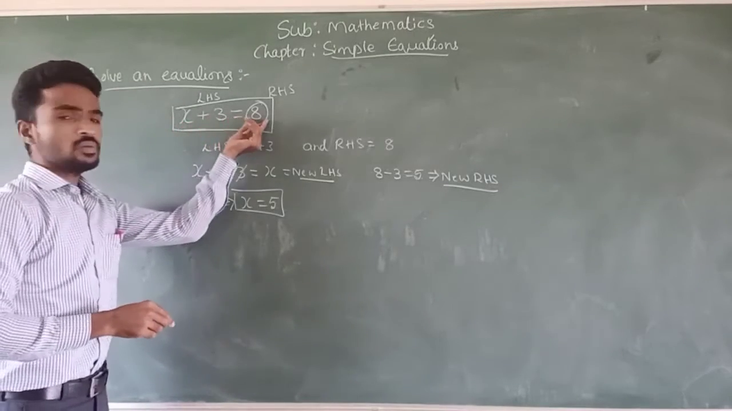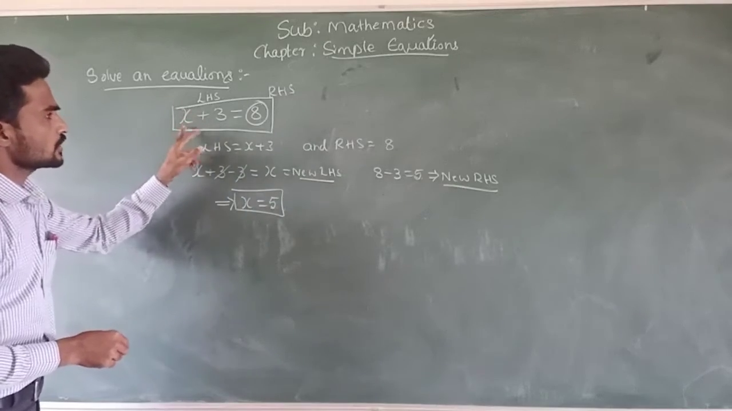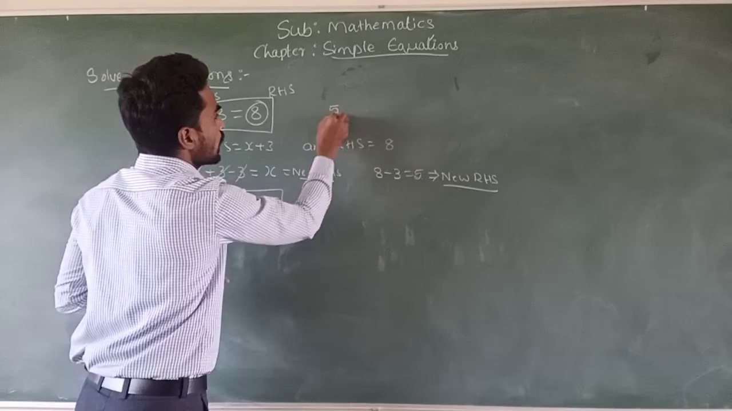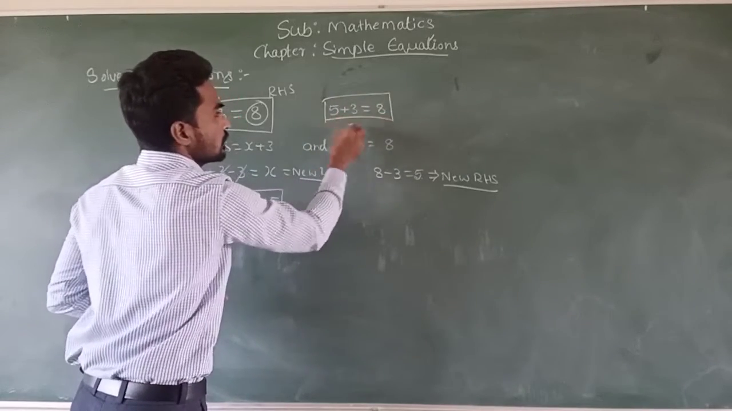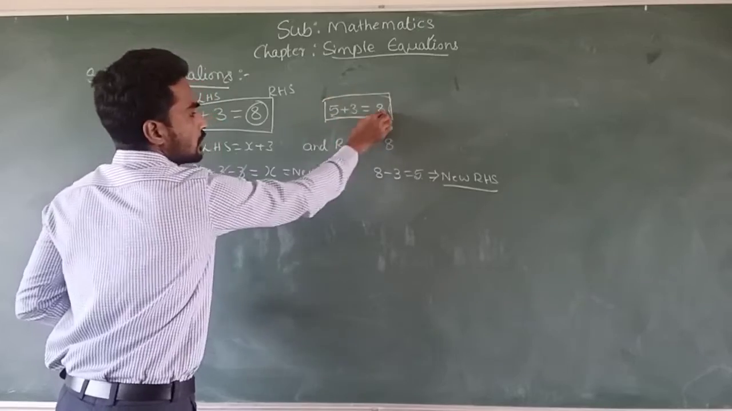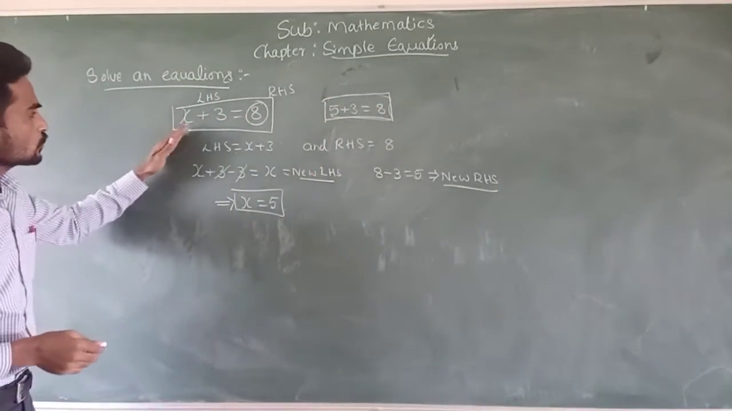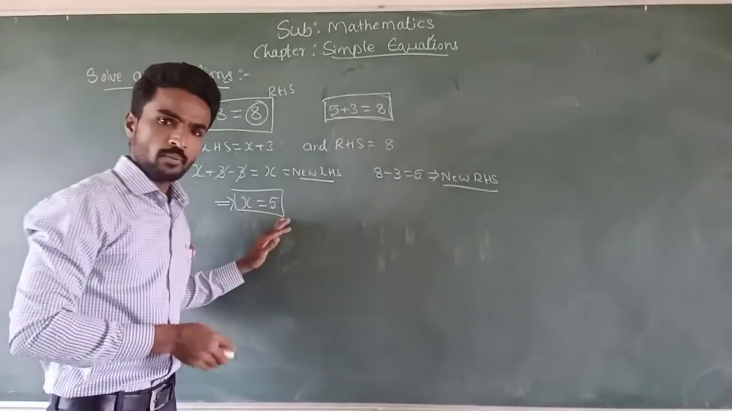Now check: x plus 3 is equal to 8. Put x is equal to 5 in this equation on the LHS. Then 5 plus 3 is equal to 8. LHS is equal to RHS. Therefore, the solution of the given equation is x is equal to 5.